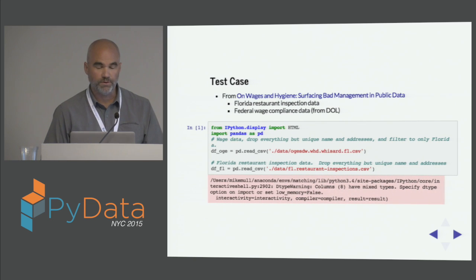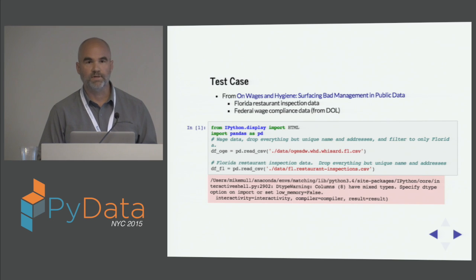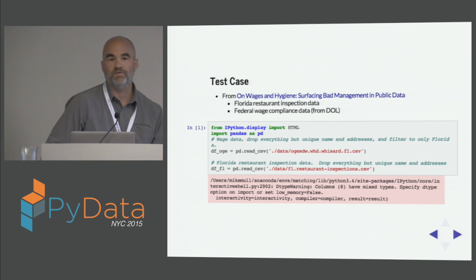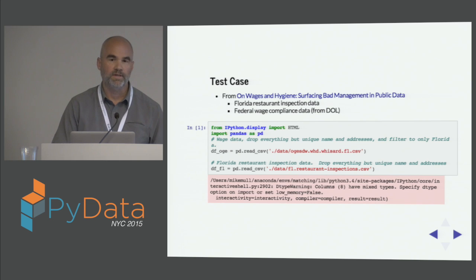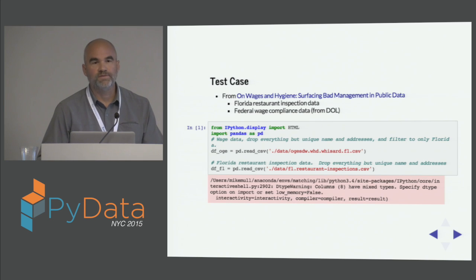The test data that I'm going to use is from a blog post from a few months ago by the guys at Enigma. And what they did was they took a data set from the health department in Florida where they were inspecting restaurants, and they took a data set from the Department of Labor on wage violations. And they connected those together to see if there was a correlation between a company failing to pay their employees correctly and health violations in those restaurants. The short answer is yes, there is a correlation between those things.